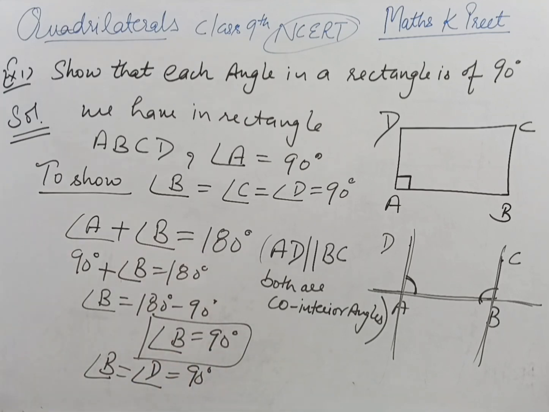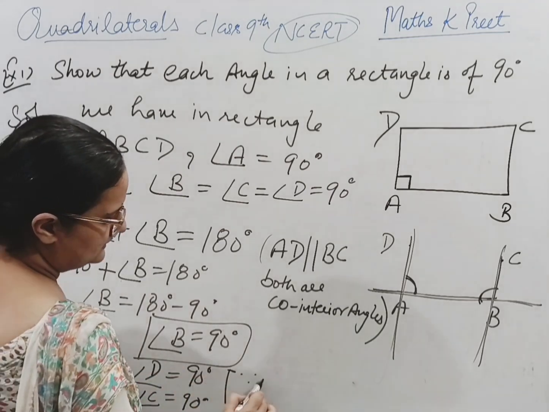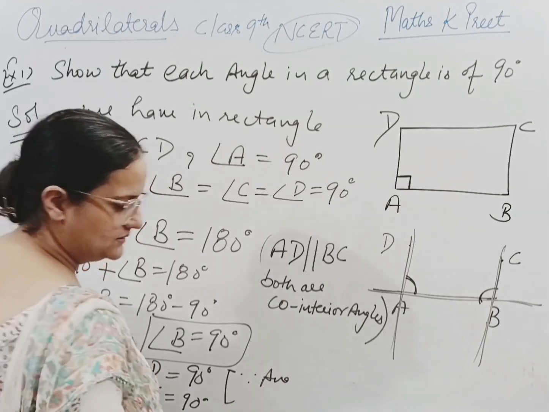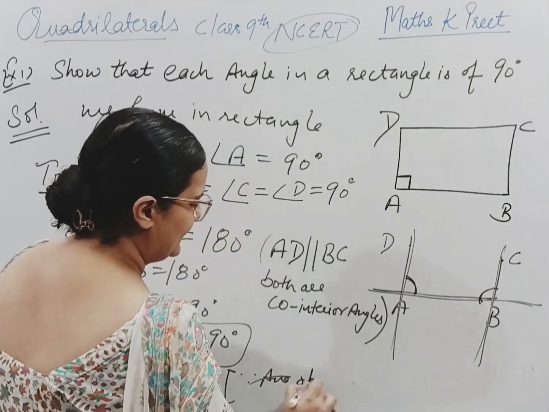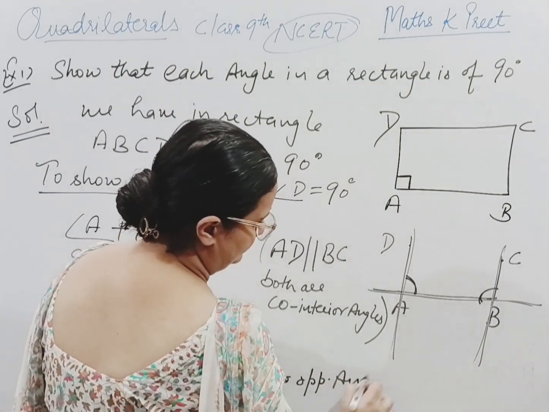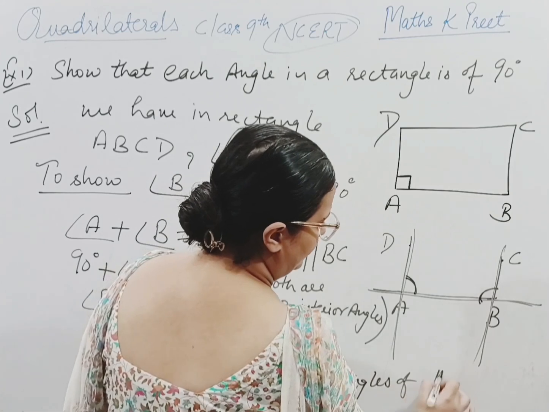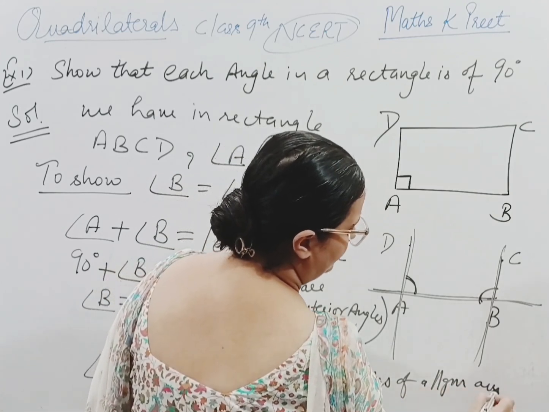Also, if you are able to see, angle A equals 90 is given to us, so angle A equals angle C. A is 90, so C will be equal to 90. The reason is what? Because opposite angles of a parallelogram are equal.